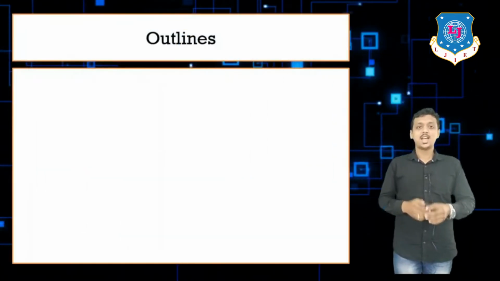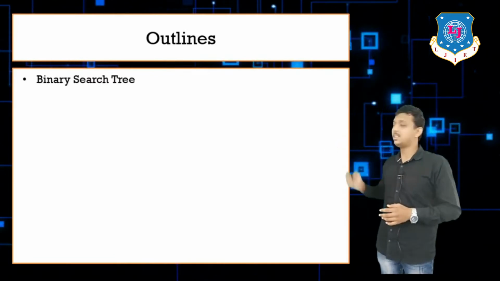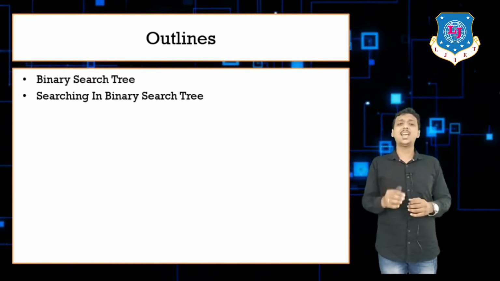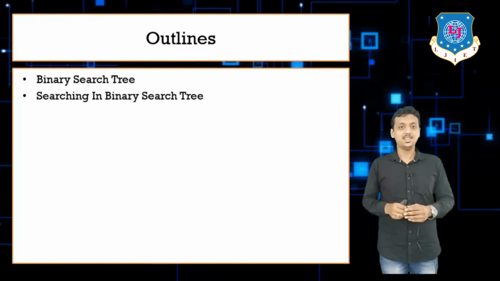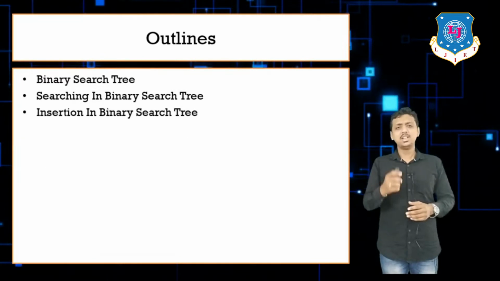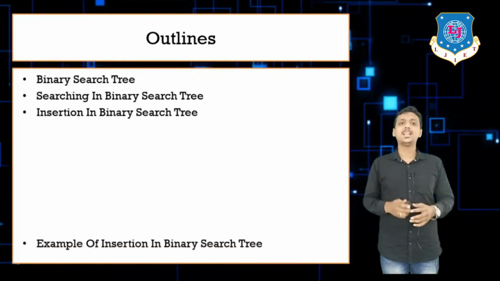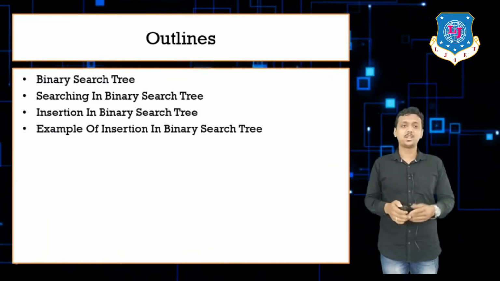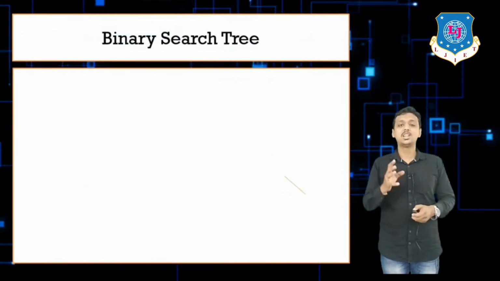So let's begin with today's outlines. See students, in the outlines, first we need to understand what we mean by the binary search tree. Then we will talk about how a searching operation can be performed in binary search tree. Then we will talk about the insertion in binary search tree, and last we will see examples for the insertion.